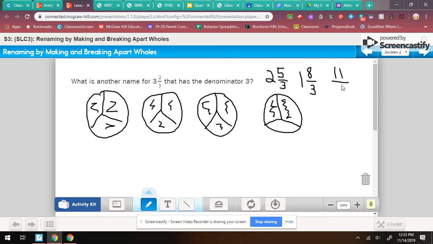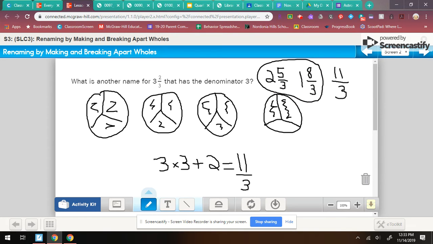And that's probably the one that most of you could give to me right away without the picture, because you would do 3 times 3. So your whole number times your denominator, because I really have 3 groups of 3. And then I had to add on the 2 extra pieces that I had to give me 11 thirds. Which is okay if you know that shortcut, 3 times 3 plus 2. But I also want you to be able to draw the picture and come up with these other names in the middle. Without the picture, we wouldn't have been able to come up with those. Let's try another one.